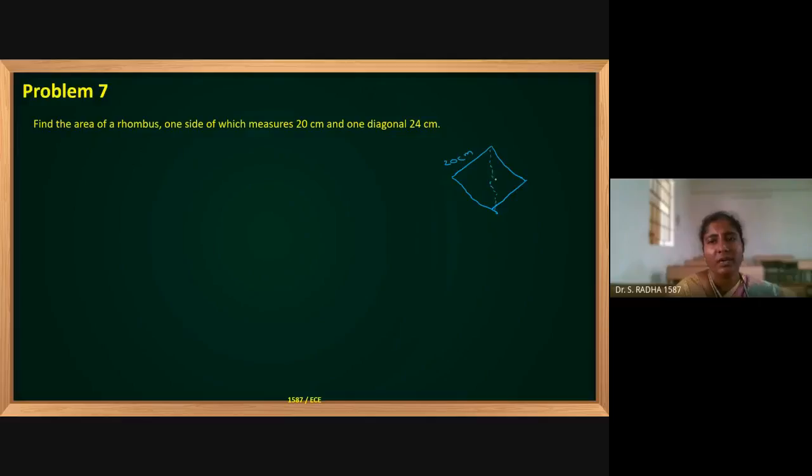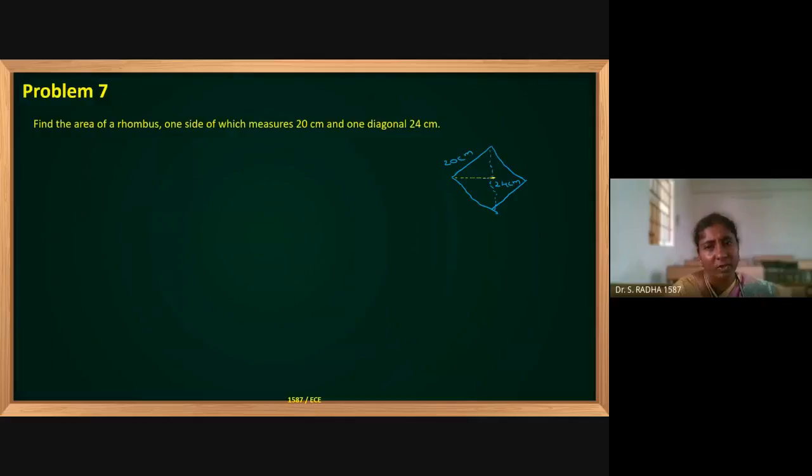One diagonal they have given is 24 centimeter. Find the area of the rhombus. So this is the original diagram, and the values 20 and 24 are available. So I will take exact half of the diagonal.